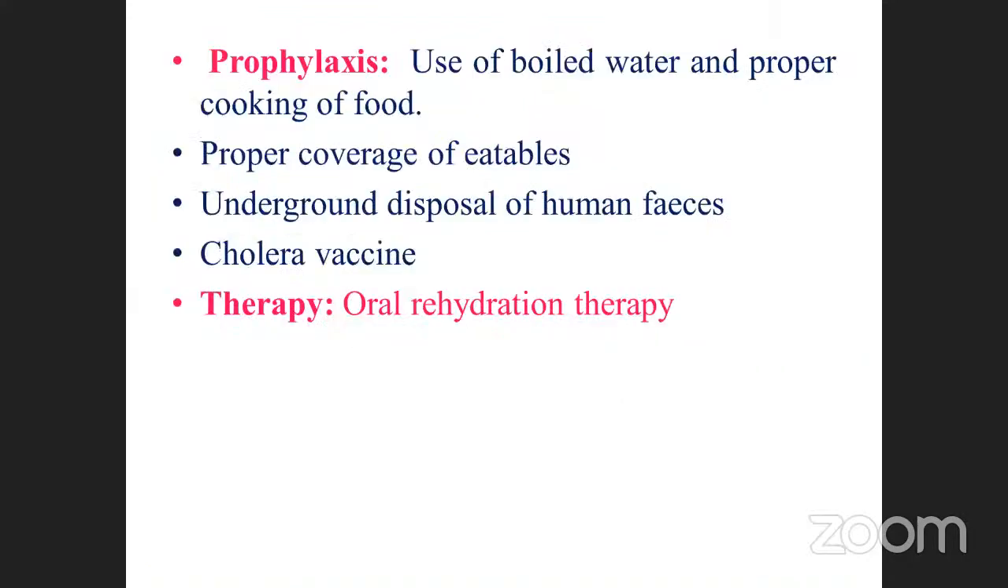Prophylaxis: use of boiled water and proper cooking of food. That is very, very important. Proper covering of eatables, whether fruits, vegetables, food or water: you have to wash them, boil and use them, and properly cover the foodstuffs. Underground disposal of human feces; you have to close the outlet. And you have to take the cholera vaccination also.